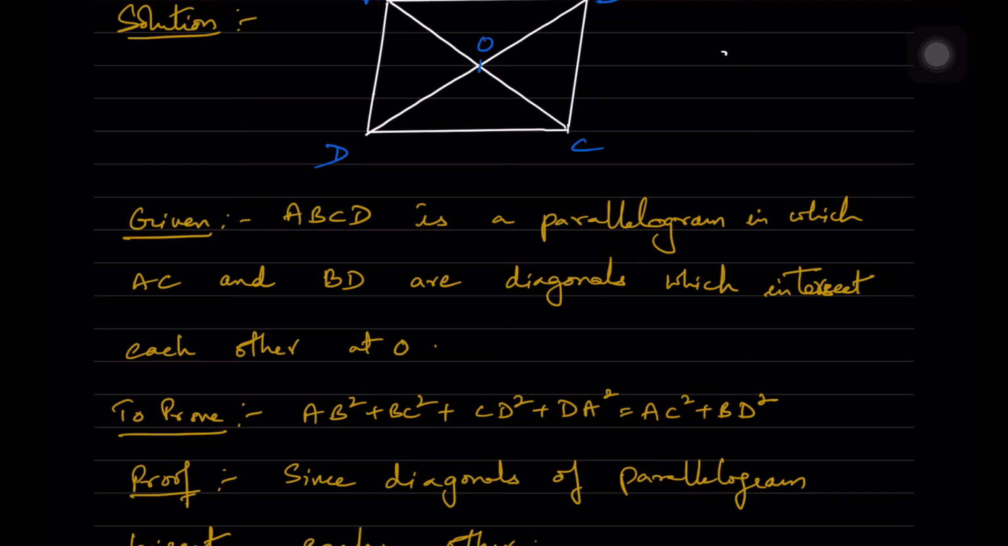Now what is he asking to prove over here is the square of the diagonals is equal to sum of squares of all the other sides. So therefore AB square plus BC square plus CD square plus DA square is equal to AC square plus BD square. These are the two diagonals.